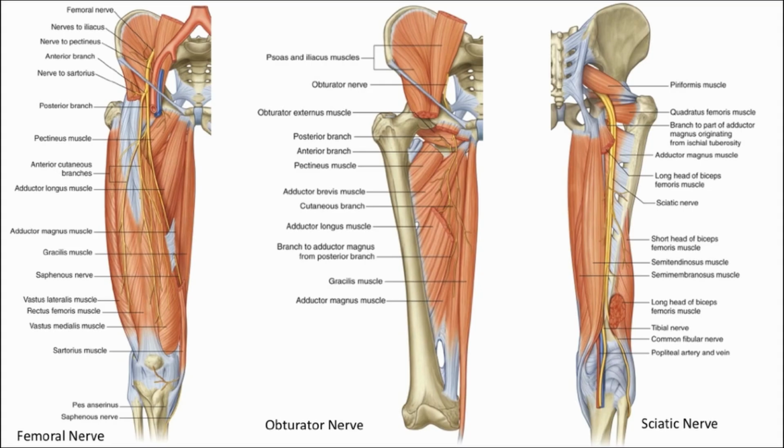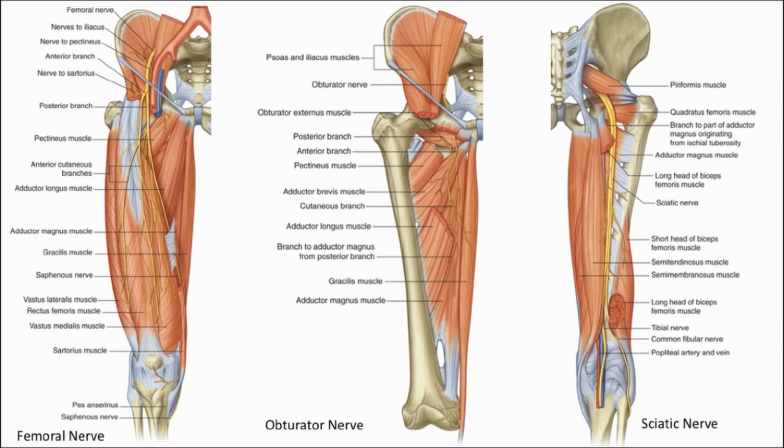Okay, so we talked about the femoral nerve and its branches. Now we're going to talk about the obturator nerve. The obturator nerve, a branch of the lumbar plexus, spinal cord segments L2 through L4 in the posterior abdominal wall, just like the femoral nerve. It descends in the psoas muscle, and then it passes out of the medial margin of the psoas muscle to enter the pelvis.